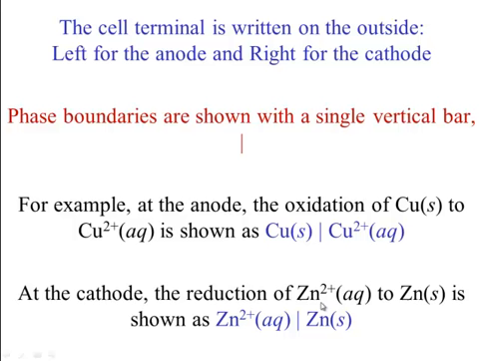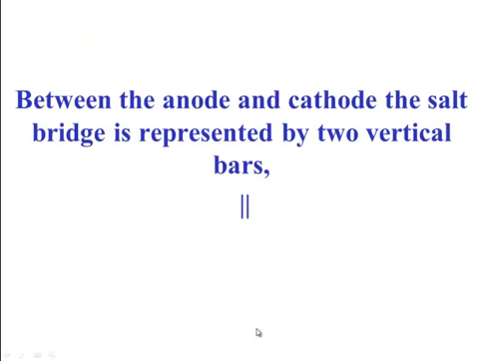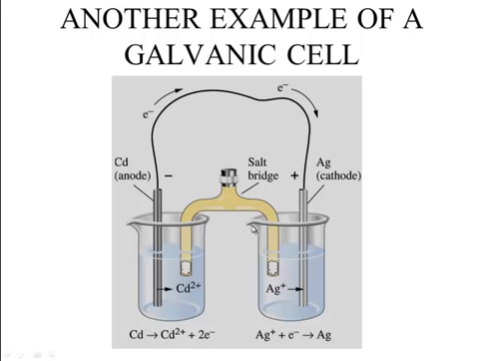Similarly, if unlike the previous case zinc was undergoing reduction and not oxidation, then we can represent the zinc electrode on the right hand side with the zinc rod being on the extreme right and zinc ions written on the left of it. As I told you all earlier, the salt bridge is represented by 2 vertical lines or 2 vertical bars. Now let's have a look at another example of a galvanic cell.